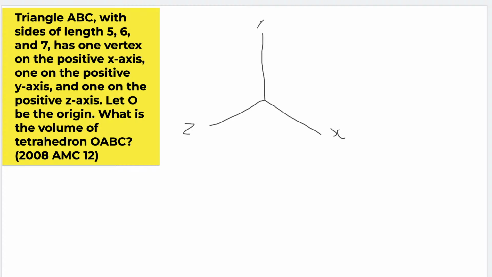Now we have points with side lengths of 5, 6, and 7, a triangle. Pretend there's this point, this point, and then this point, and you connect these segments. And this is O, which is the origin. Now we want to find the volume of this figure. Sometimes the volume is just the same formula as a pyramid. If you find the area of the triangular base, if you find that part.